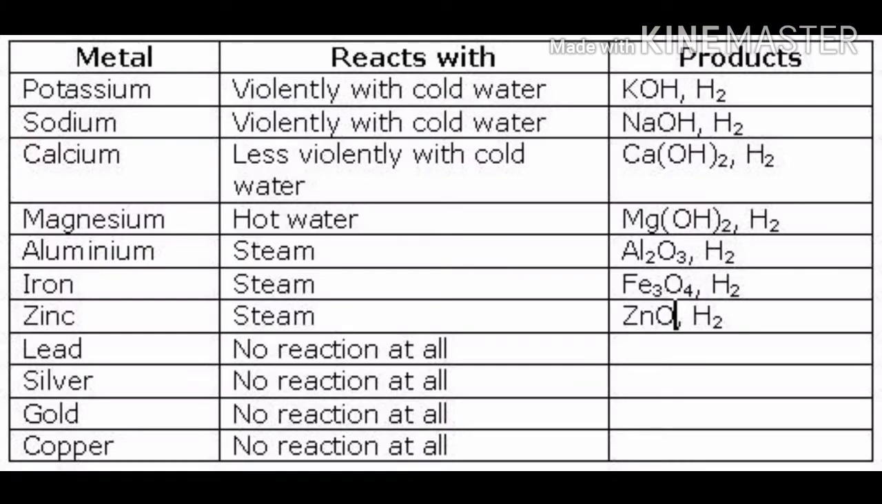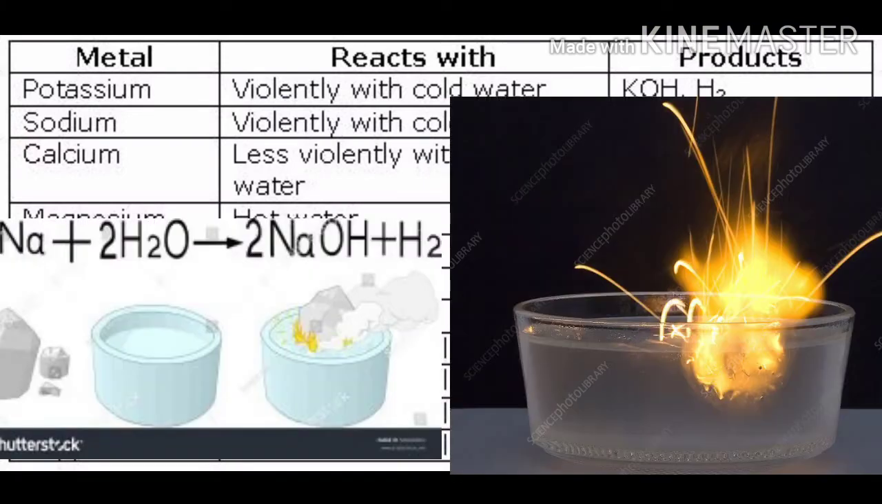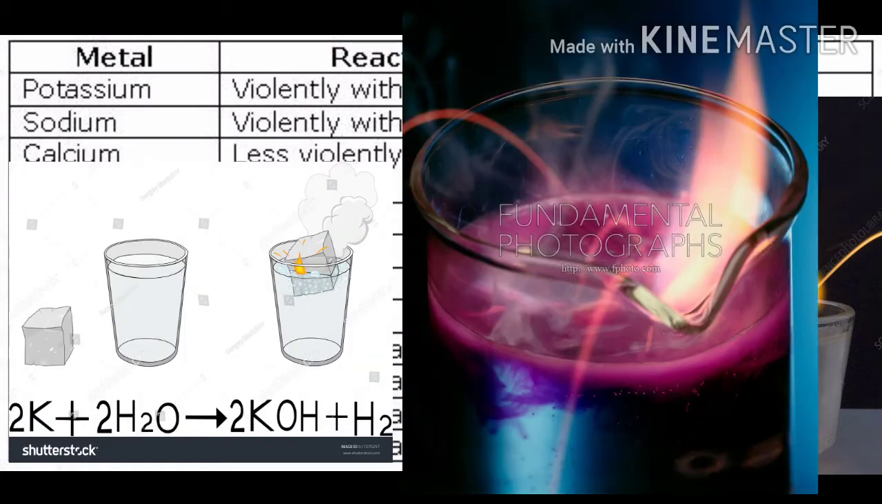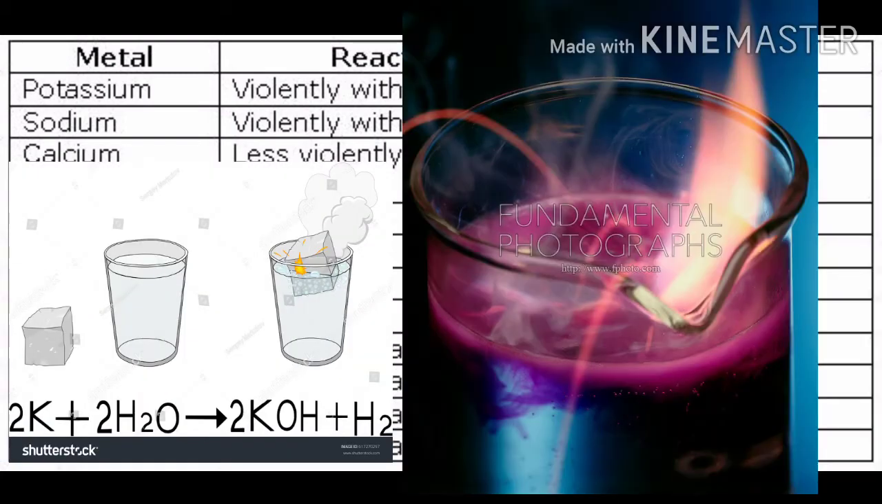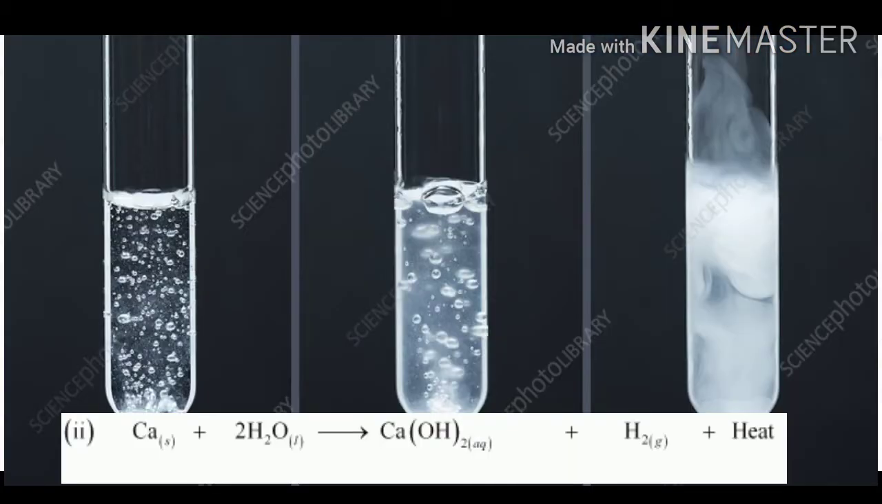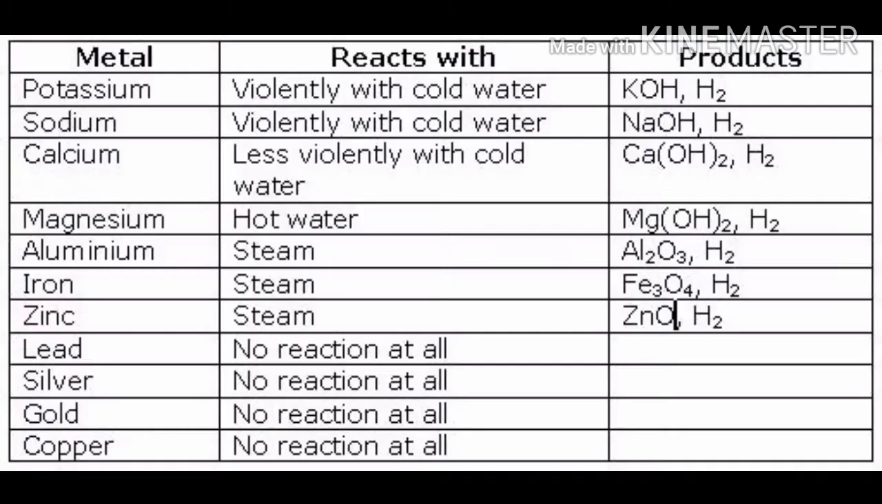For example, metals like potassium and sodium react violently with cold water. In the case of sodium and potassium, the reaction is so violent and exothermic that the evolved hydrogen immediately catches fire. The reaction of calcium with water is less violent. The heat evolved is not sufficient for the hydrogen to catch fire. Hence, calcium starts floating because the bubbles of hydrogen gas formed stick to the surface of the metal.